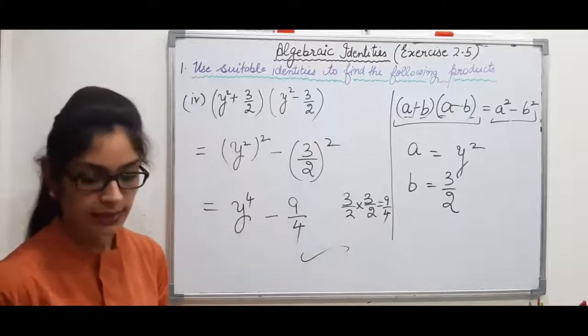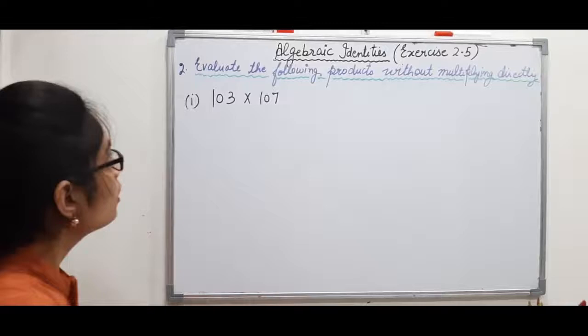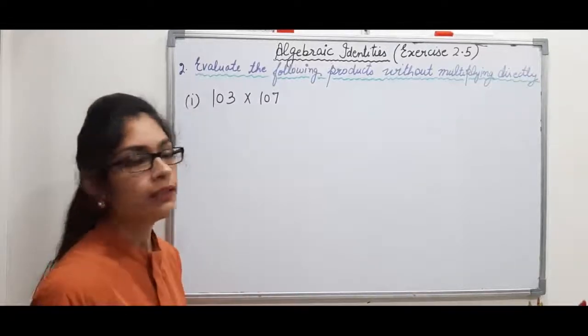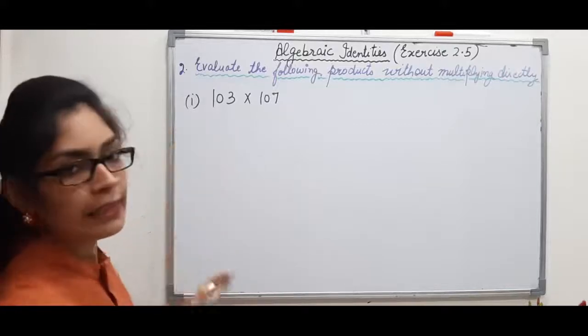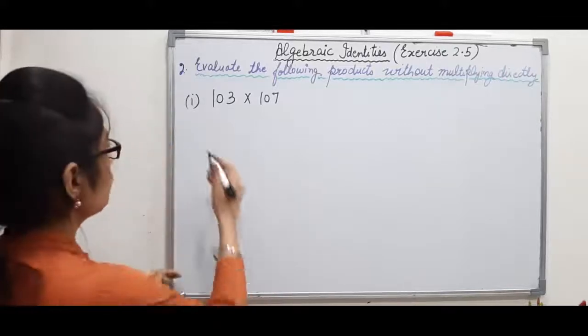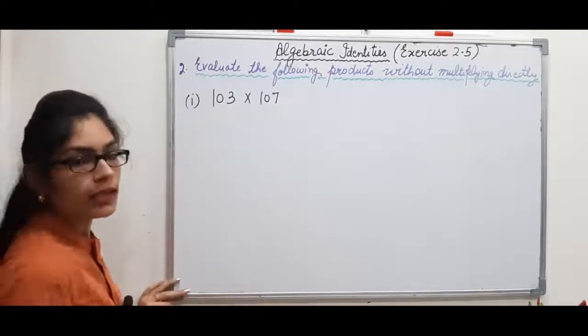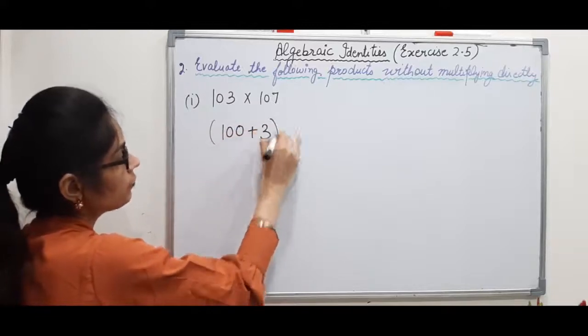Now let's do the second question. In the second question, we have to evaluate these products without multiplying directly. The first part is 103 into 107. So we just have to write it in some other form. So 103, we can write it as 100 plus 3.